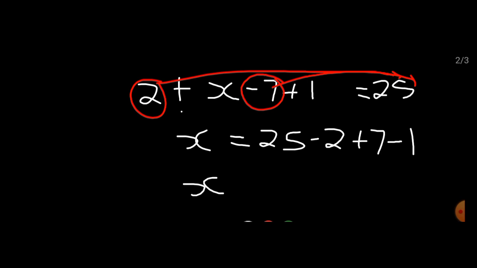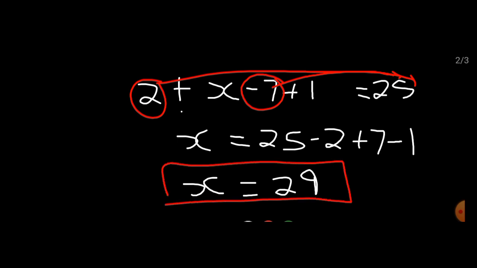When you shift a number, don't forget to change its sign. If it was positive, you have a negative. If it was negative, you have a positive. So now let's calculate. We have made x the subject of the formula. So now let's press these numbers on the calculator and say 25 minus 2 plus 7 minus 1. And then it's going to give you 29. So x is 29. And then we solve x.